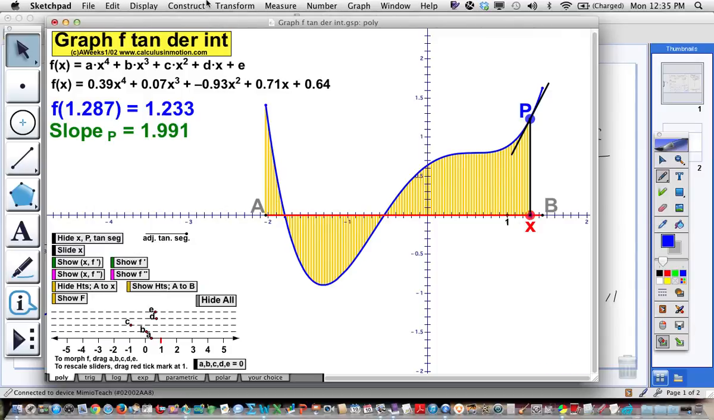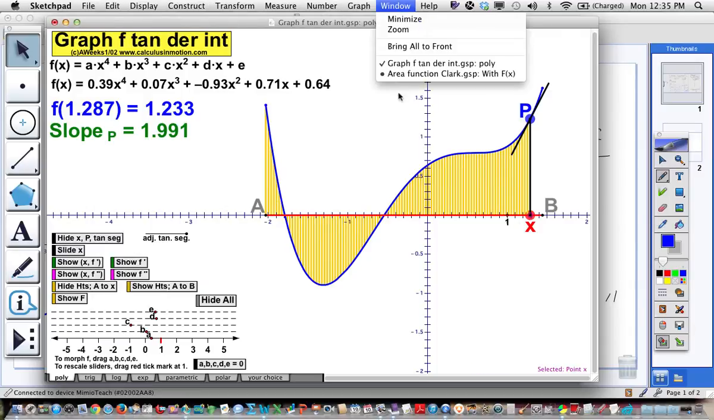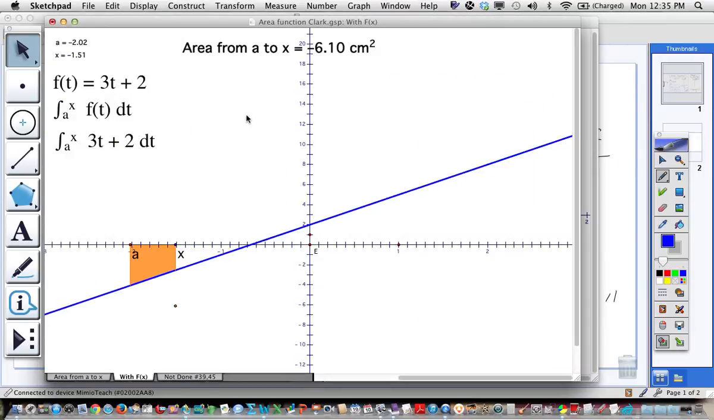Okay, on to the next one. So that makes sense. Now, here I've got a little simpler function. This is a function that we're going to work with and we're going to do a lot with here today. It's the function 3t plus 2, or I could have written that 3x plus 2. Up here I could have written it 3x plus 2, wouldn't have been a problem. But in here it's got to be a t. And we're going to do our left edge from some point a, so I don't know what a is, a's way over here, to x. So this is my area function.